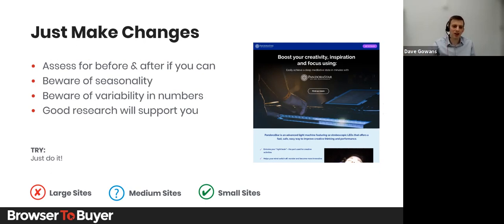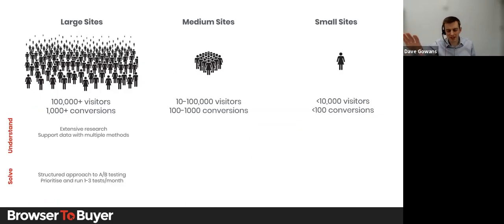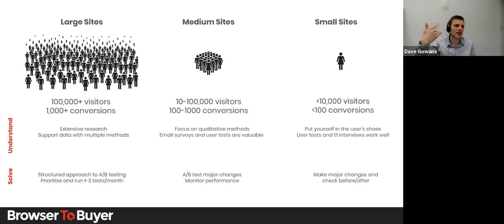So if you're a big site, lots of research, lots of data, lots of testing. If you're a smaller or medium site, focus on those qualitative methods: email surveys, user tests, things that you can do without a large volume of traffic, and measure your changes as much as you can. But bear in mind that if you are making a change and you're confident in the data that underlies it, it's most likely to improve. So you don't have to test it. It's just better if you do.